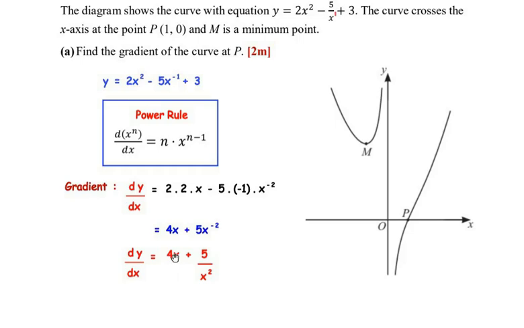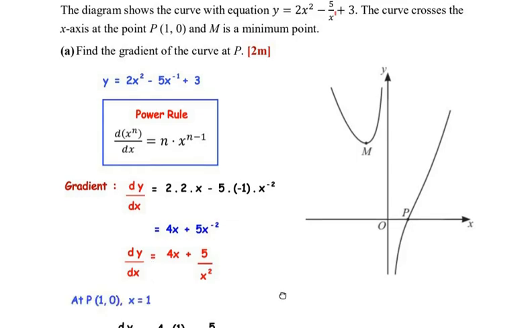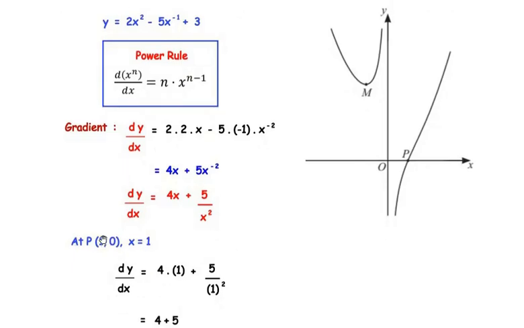Now once we have got the gradient, we have to find out the gradient of the curve at point P. And since we have been given the coordinates of point P as (1, 0), we have to just plug in the value of x as 1 in dy/dx and get its value. So here we have written at point P (1, 0), the x value is 1.